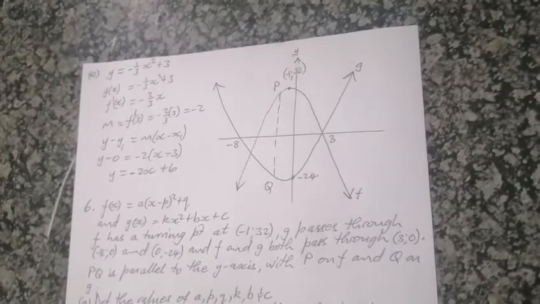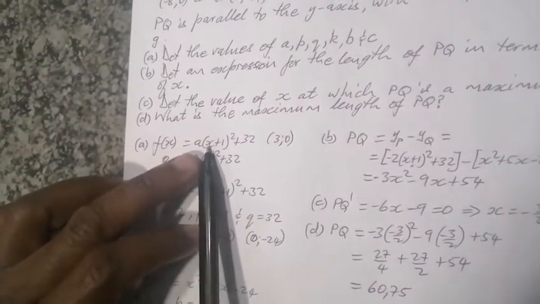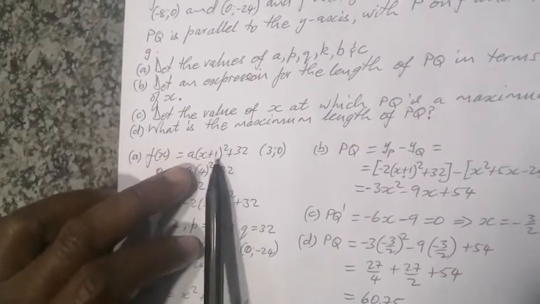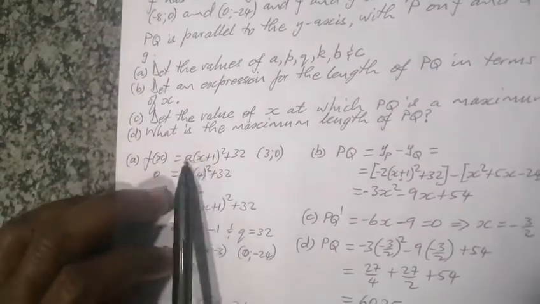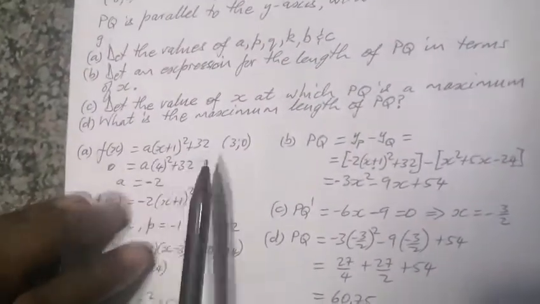So we have a(x + 1)² plus something. This is the turning point form. Remember, this is a minus 1, so it becomes x minus minus 1, so it's now a plus.